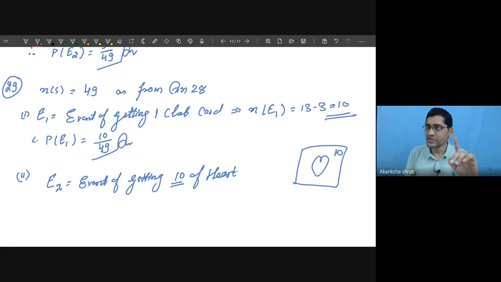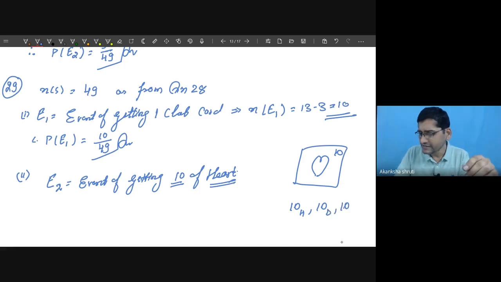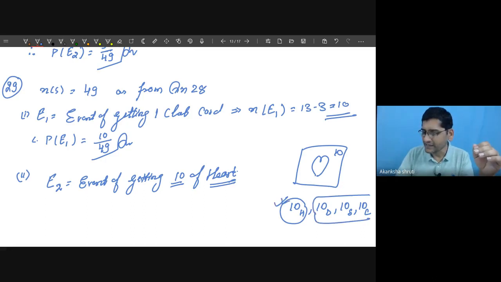The number 10. So how many such hearts with number 10 are there? It is only 1, because the hearts of other numbers need not be counted. It is not asked for the event of getting 10. If it is asked only for the event of getting 10, at that time I can have this 10 of heart, 10 of diamond, 10 of spade, 10 of club. But it is specified I need only 10 of heart, means only this one. These things should not be there.